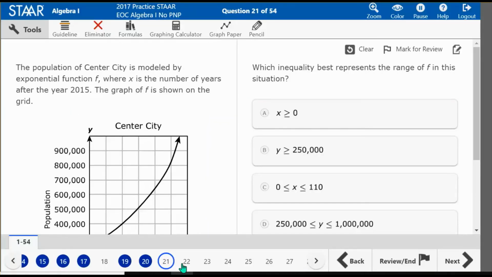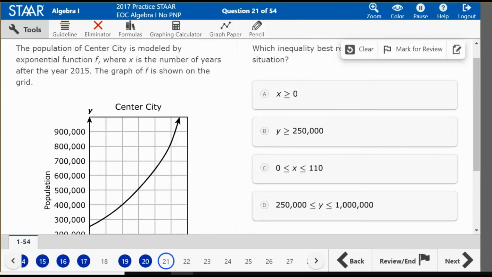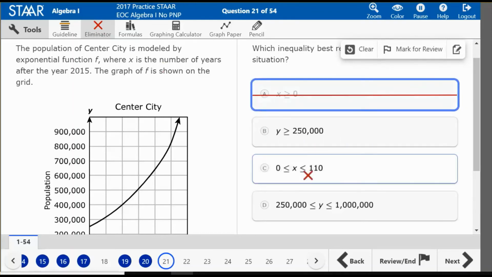Let's look at this question here. The population of Center City is modeled by the exponential function f, where x is the number of years after 2015. After the year 2015, the graph of f is shown on the grid. Which inequality represents the range of f in this situation? We know range is the y values, from what to what. Range has nothing to do with x values, so you can automatically eliminate these.